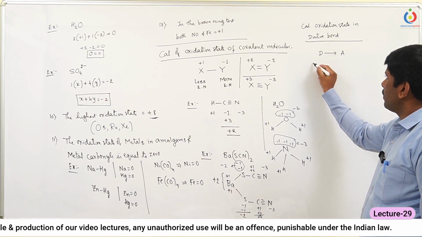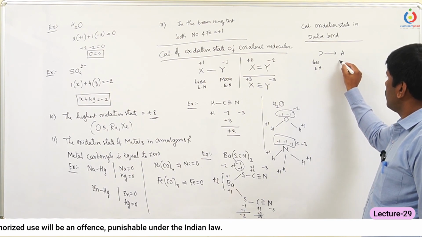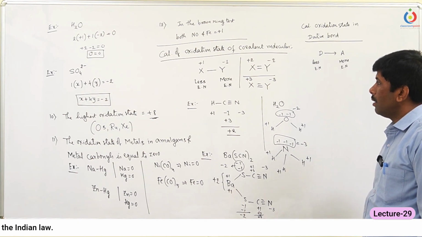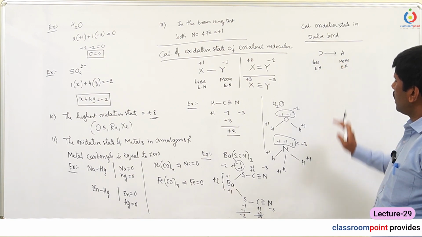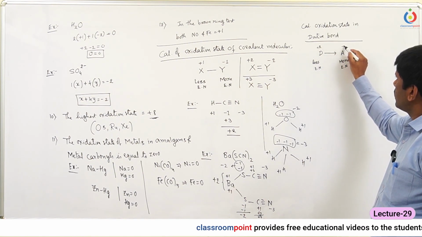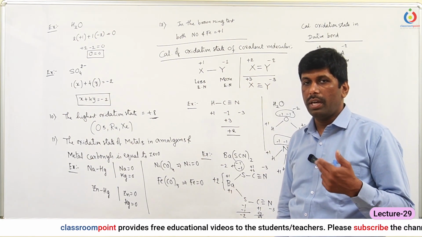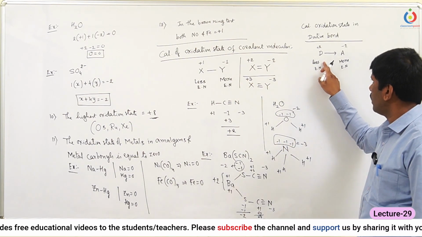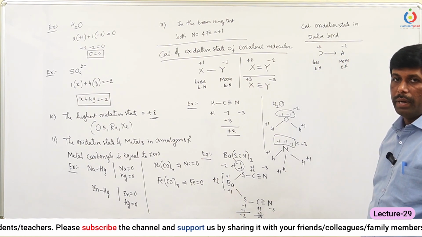If donor atom is less electronegative and acceptor atom is more electronegative, then for every coordinate covalent bond formed between the donor and the acceptor, the donor atom gets the +2 charge, whereas acceptor atom gets the -2 charge. Why? Because the dative bond is formed by donation of electrons. Electrons means 2 electrons participate, and that 2 electrons are given by the less electronegative atom. That's why it is getting the +2 charge, whereas more electronegative atom getting the -2 charge.